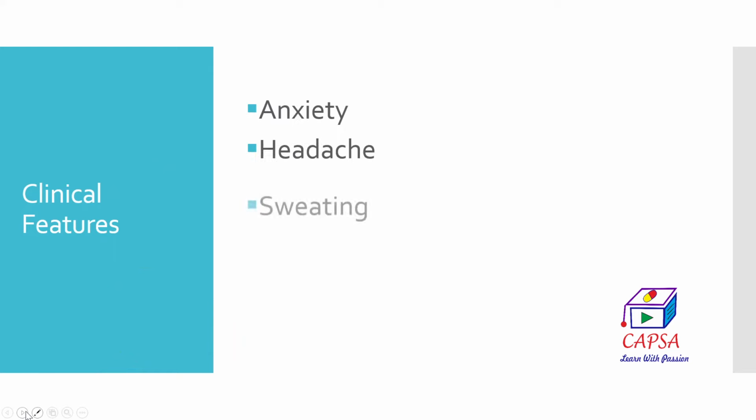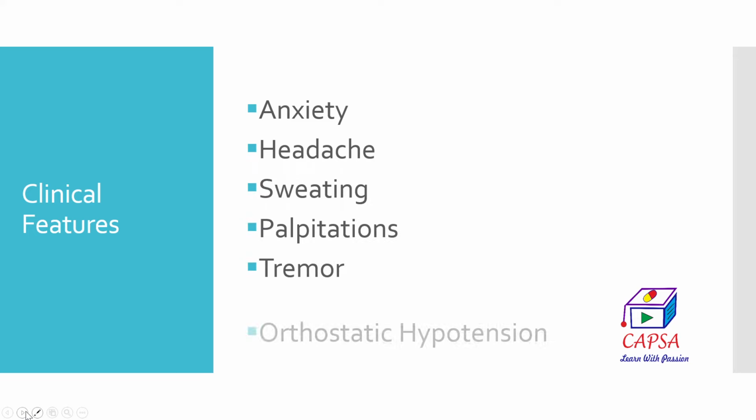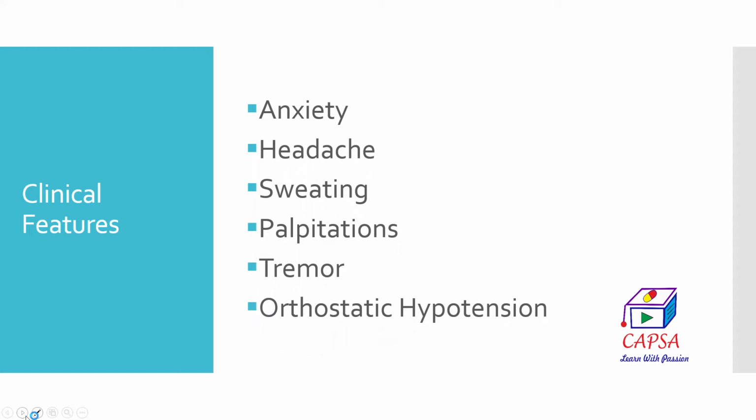Now, what are the clinical features of pheochromocytoma? It shows anxiety, headache, sweating, palpitations, tremor, and orthostatic hypotension. We need to know what we mean by orthostatic hypotension. It is a form of low blood pressure that happens when standing up from sitting or lying down.